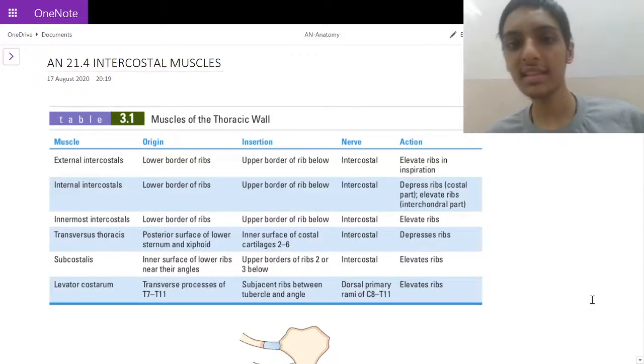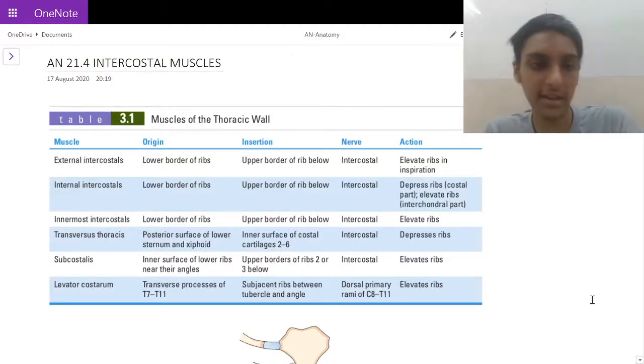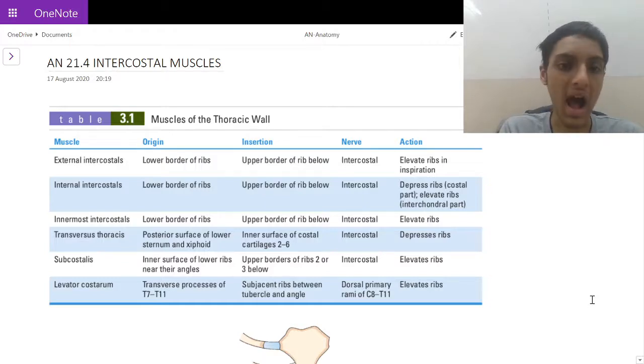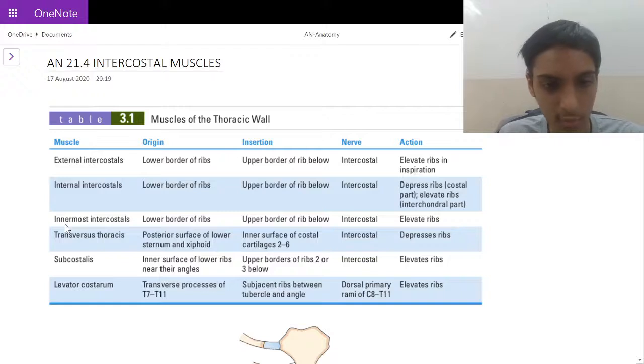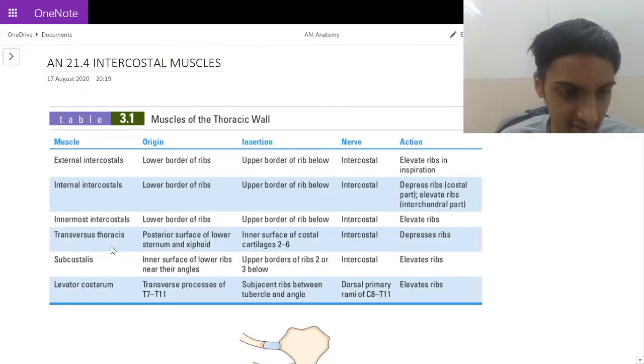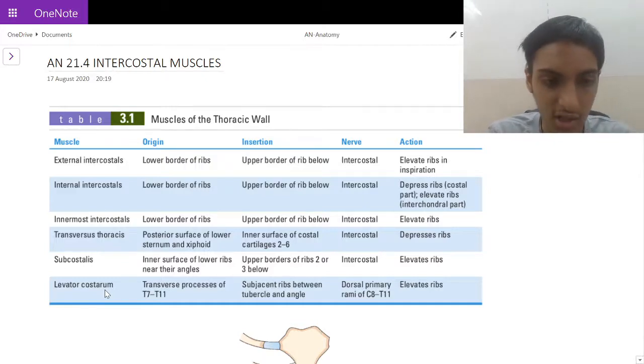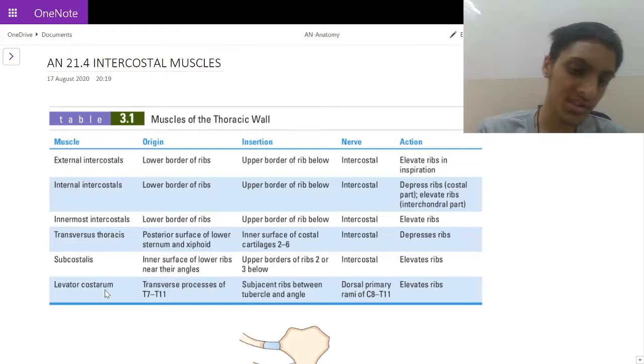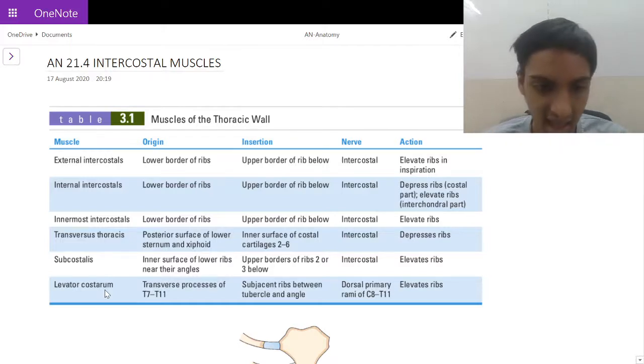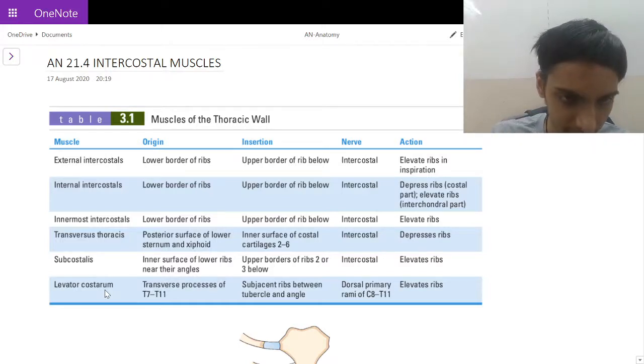Hello friends, in this video we'll talk about the intercostal muscles, the arteries and the veins and nerve. Let's see the muscles first. So we have external, internal and innermost intercostal, the transversus thoracis, subcostalis. Transversus thoracis is also called sternocostalis, then subcostalis and the levator costarum.